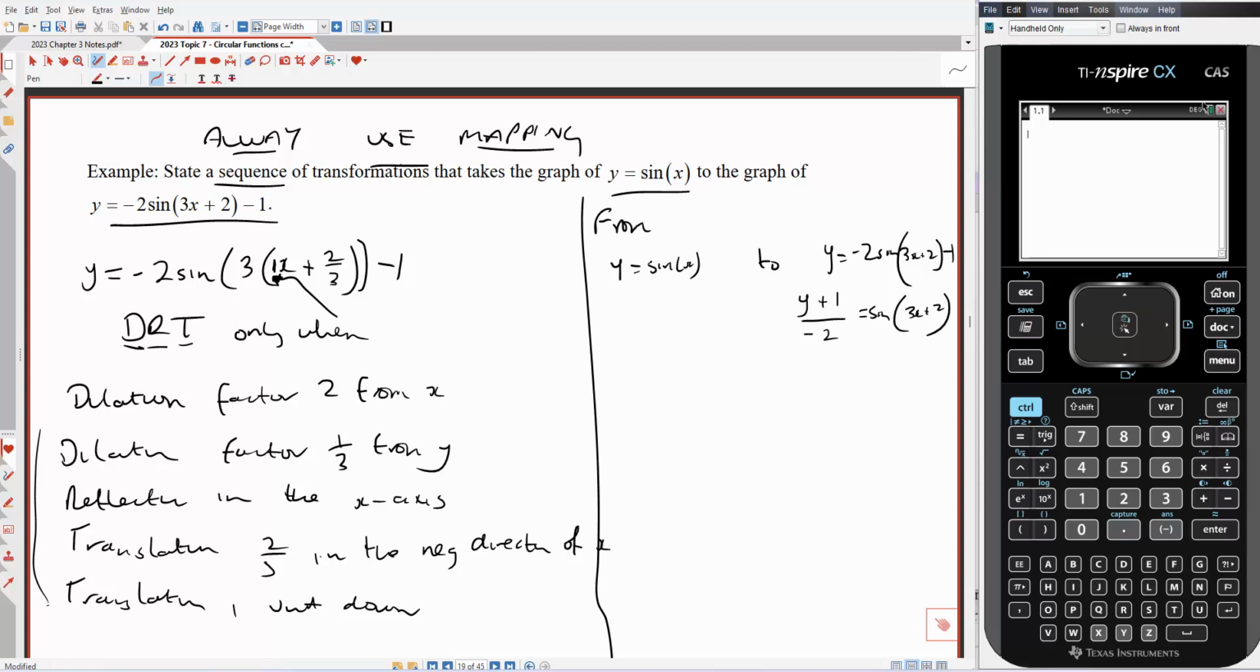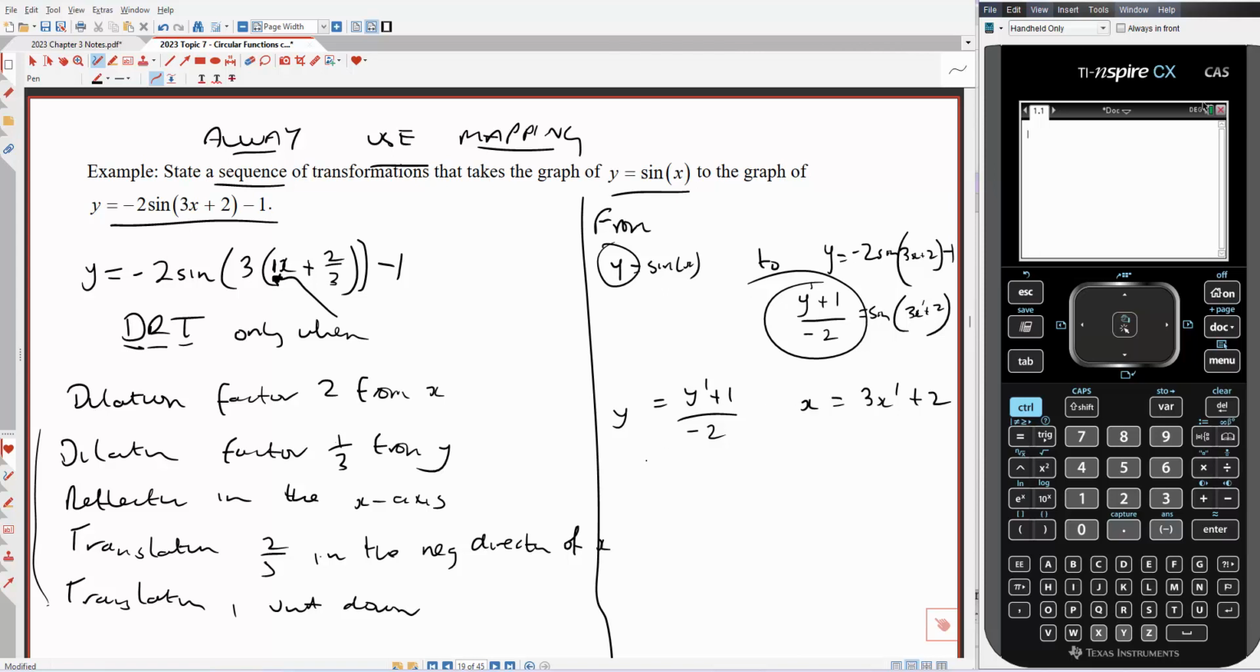So we want it to look like this. So this is the image. Now what I'm going to do, remember I called this pairing them up: y = (y' + 1)/(-2), and x = 3x' + 2.